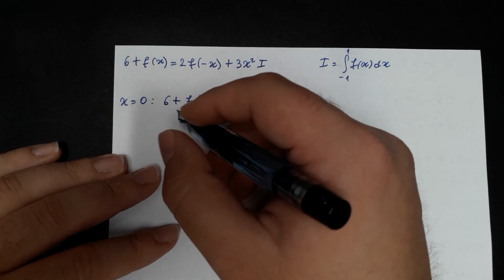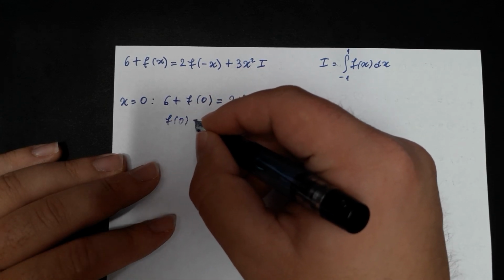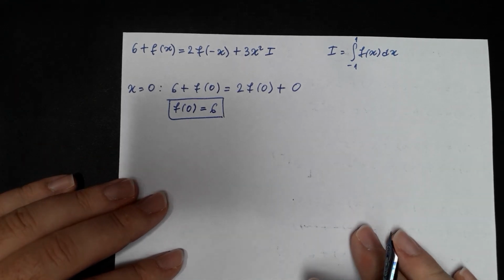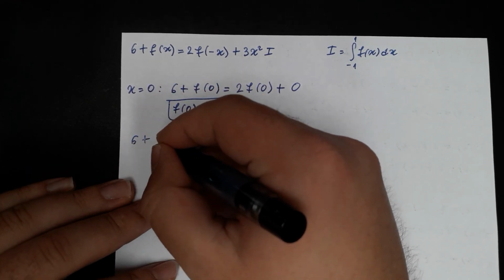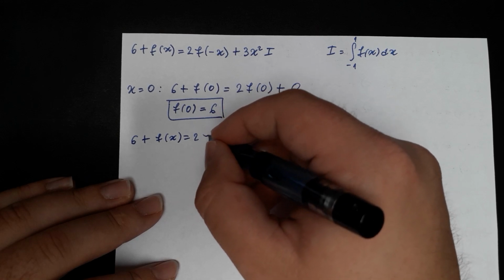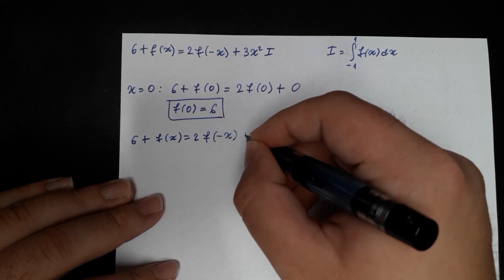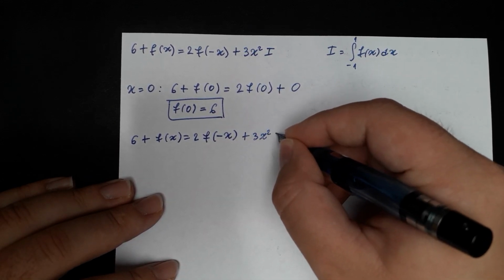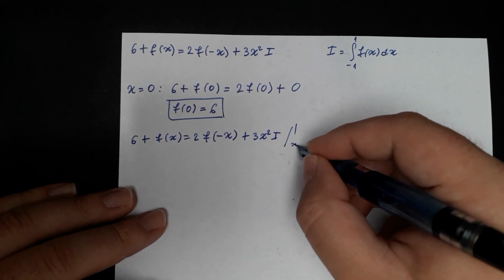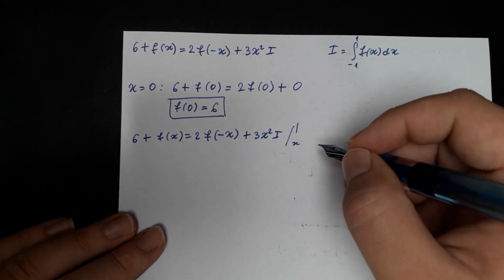And at this point we see that f of 0 has to be equal to 6. Now we are going to take the equation which we started from, 6 plus f of x is equal to 2 times f of minus x plus 3x squared I, and we are going to differentiate this equation with respect to x.